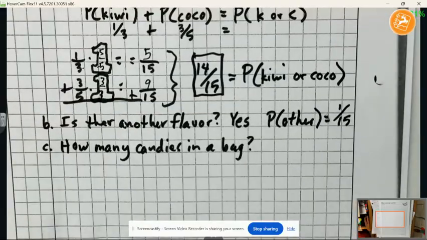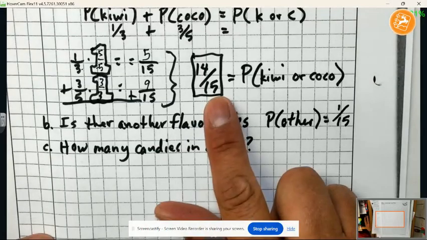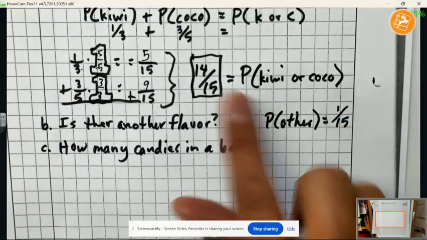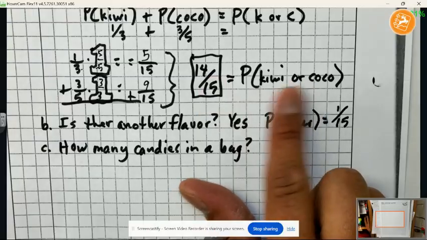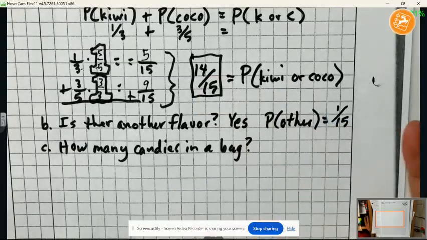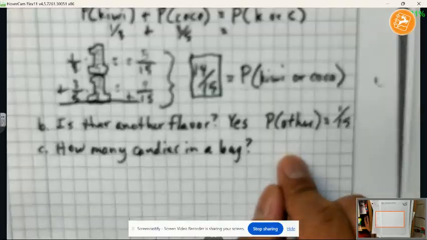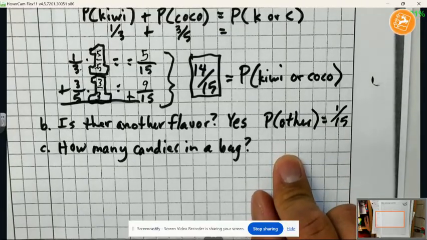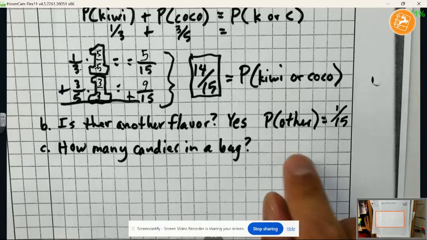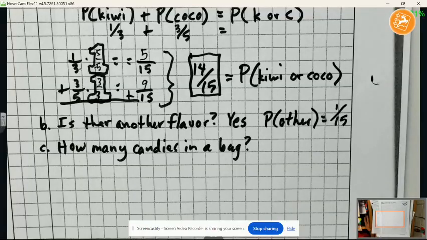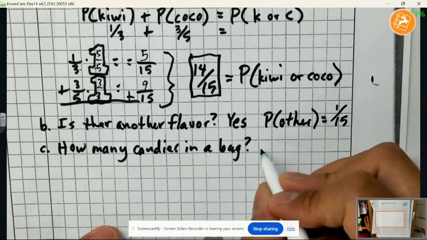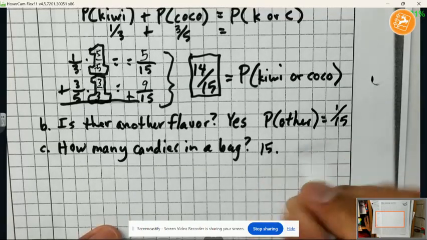Do we know how many candies are in this bag? Some of you may guess 15 candies in this bag, and 14 of them are kiwi or coconut, and one of them is something else, say a tasty tangerine or scrumptious strawberry. So one is the other. So we know that there could be 15 in this bag.